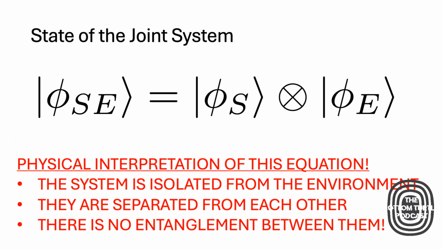Saying that these things are separable. And then I wrote down the equation phi SE is equal to the tensor product of phi S tensor product phi E. So I'm going from a conceptual picture to the actual math. So it's like looking under the hood of a car. I get that, the machinery.